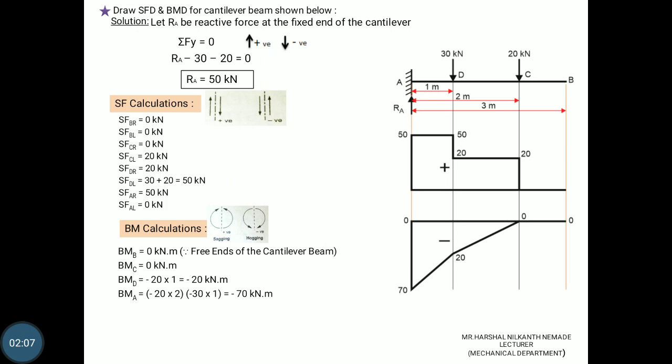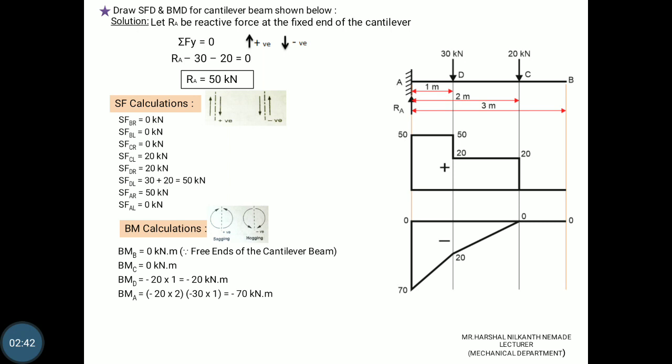Okay, so this is again a simple problem. Draw SFD and BMD for a cantilever beam shown below. Let Ra be the reactive force at the fixed end of the cantilever beam. Summation of Fy is equal to 0. So Ra minus 30 downward force minus 20 downward force is equal to 0, and Ra value I will get 50 kilonewton. SF calculation I will make from the free side.